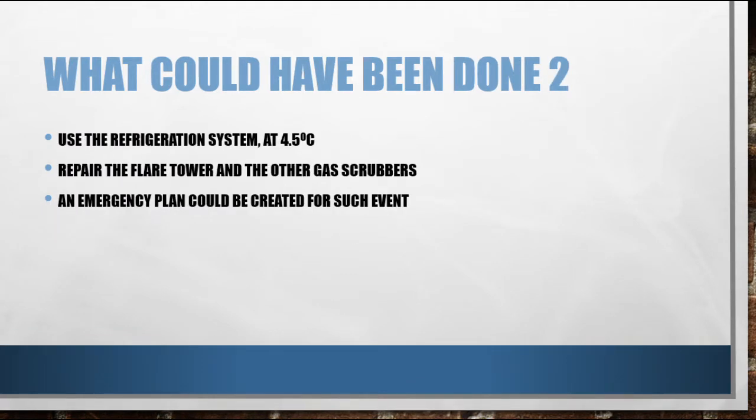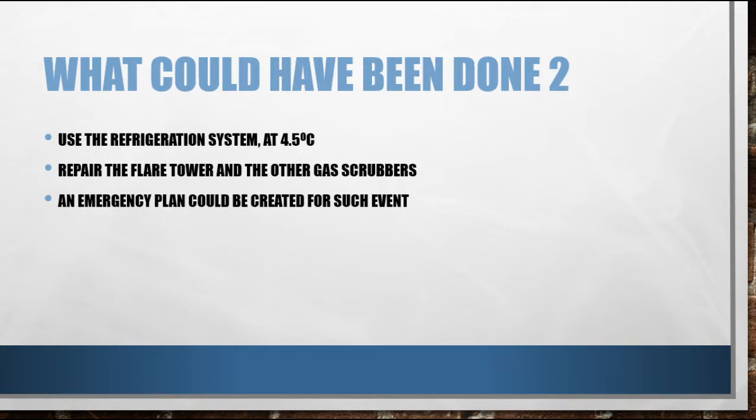They couldn't use the refrigeration system as it was turned off during the incident. If it was on, it would have kept the gas at 4.5 degrees Celsius. For smaller reactions, this could completely stop the reaction from occurring. For larger reactions, it can give the staff more time to prepare or to prevent the incident via other methods.